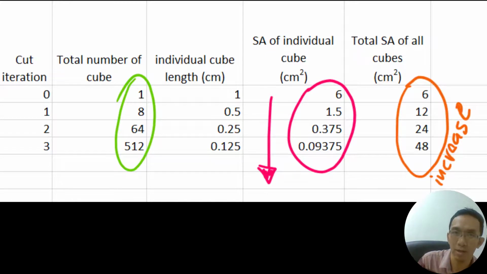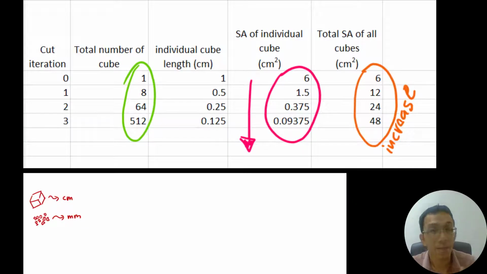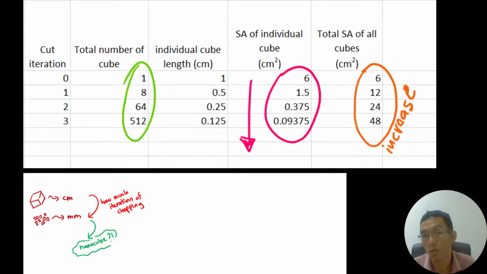Sugar cube is typically in millimeter scale, while table sugar is typically in millimeter scale. So how much chopping do you have to do in order for your cube to be in nano size? Pause this video and try it yourself.